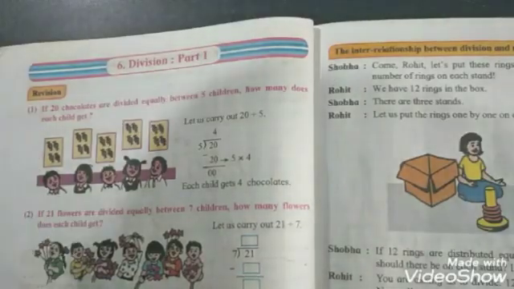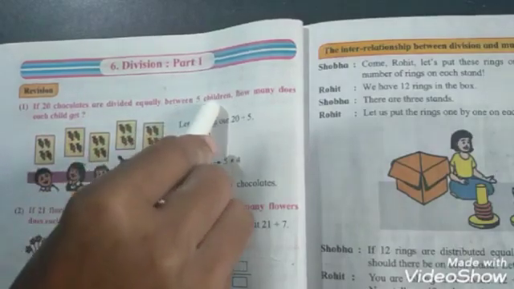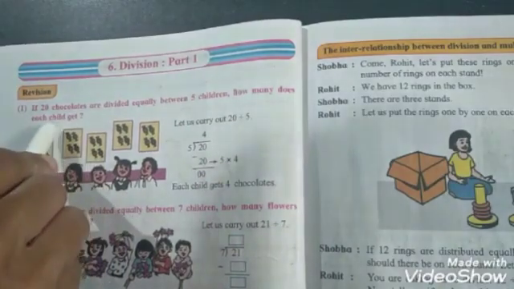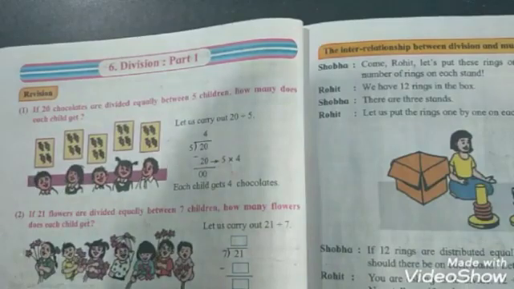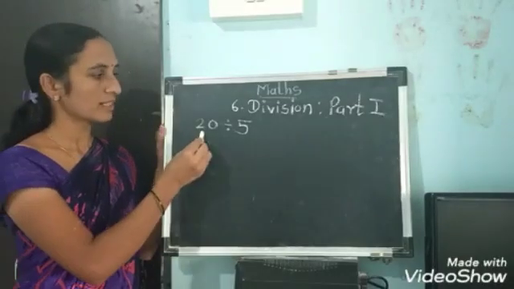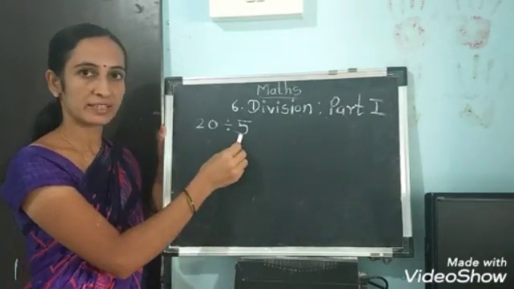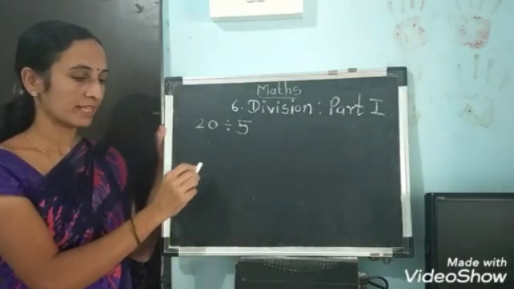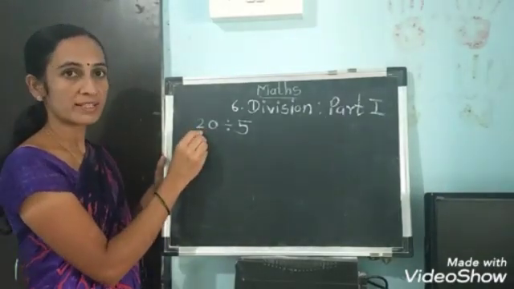Open your textbook page number 32. First example: If 20 chocolates are divided equally between 5 children, how many does each child get? So you have to find how many chocolates each child will get. We will solve this example on the blackboard. See, 20 chocolates we have. We wanted to give chocolates to 5 children. They should get equal chocolates. The number of chocolates must be equal. So how to solve this example?